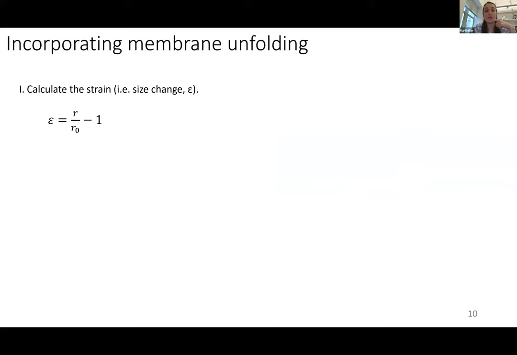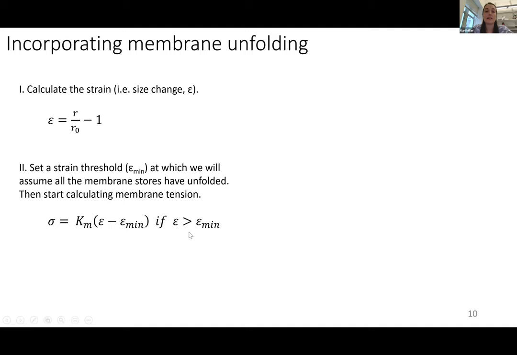To do this, pretty simple. The first thing we did was calculate a strain, which is just a mechanical word for basically a size change. That's epsilon here. It's just R over R0, radius over initial radius, minus one. And then we set a strain threshold, epsilon minimum. Once epsilon gets above the epsilon minimum threshold, we can assume that all the membrane stores have unfolded, and we can start to calculate the membrane tension, which is related to the membrane stiffness.